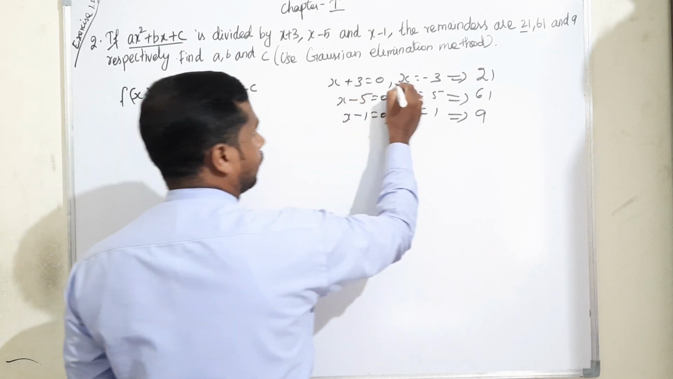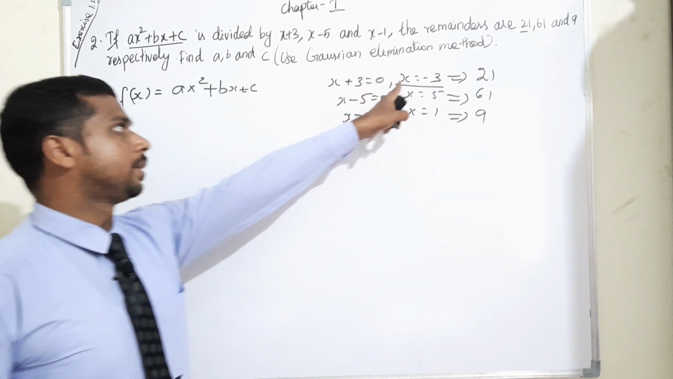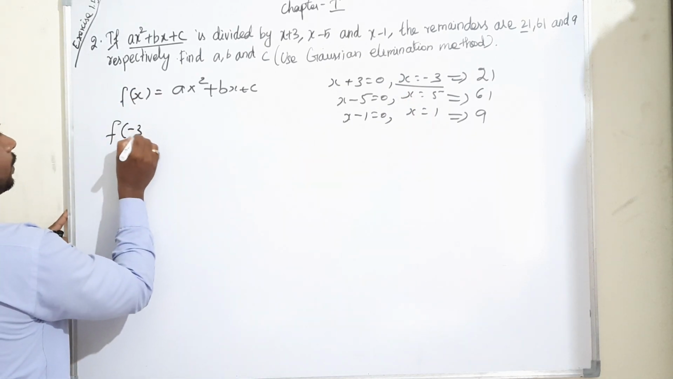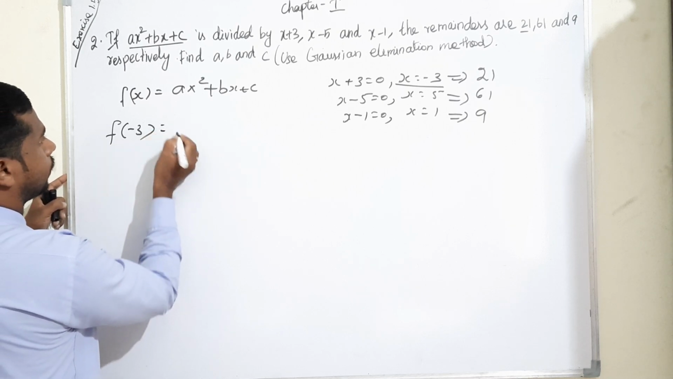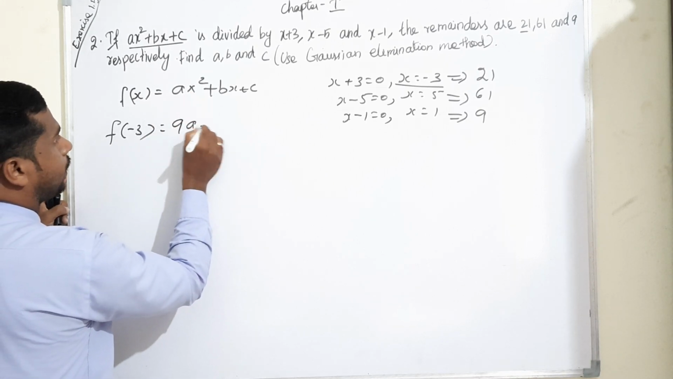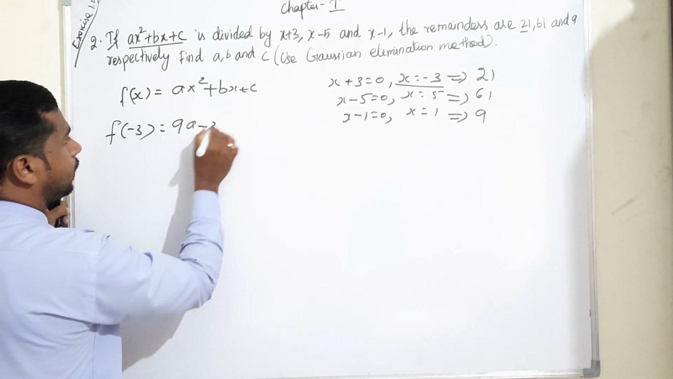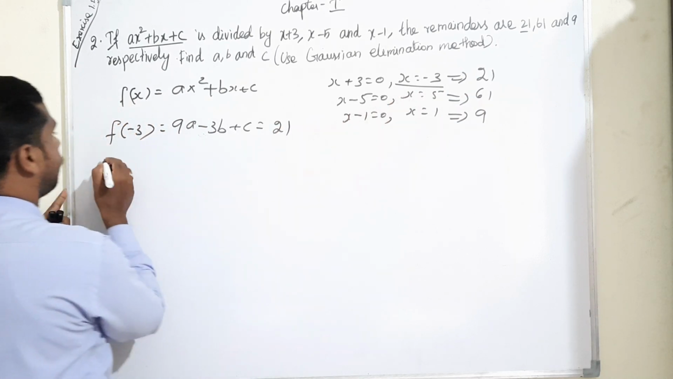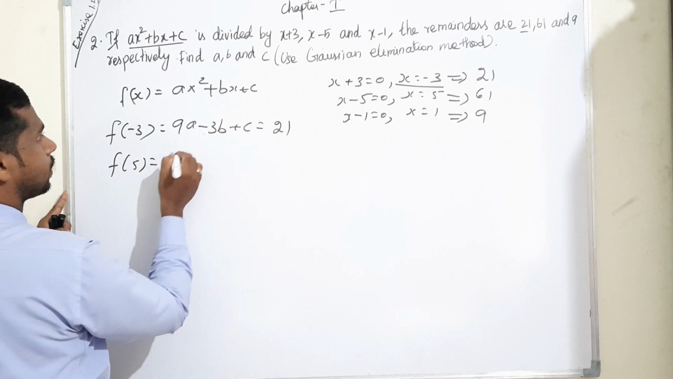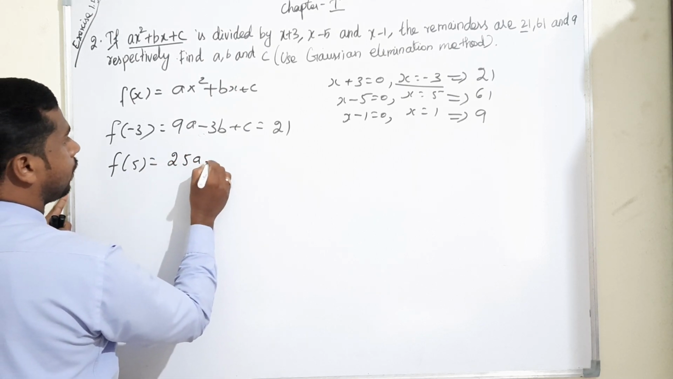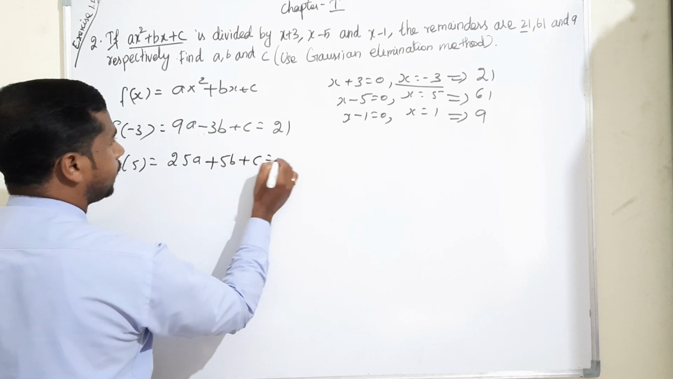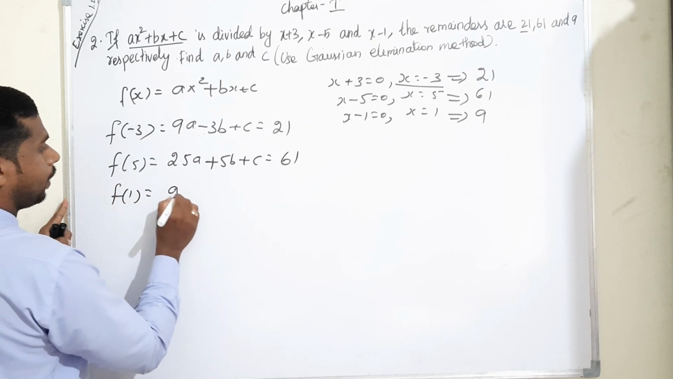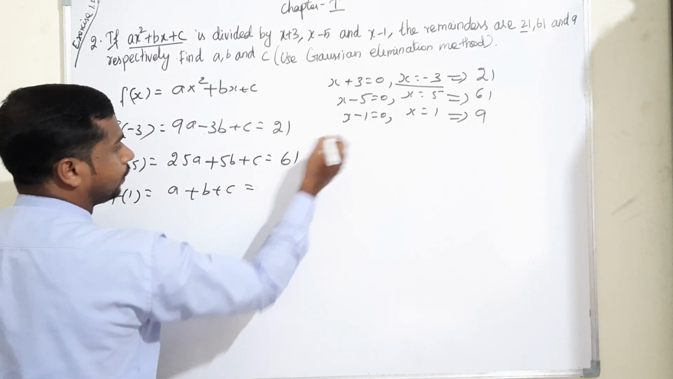So first, for x plus 3 equal to 0, according to the remainder theorem x is equal to minus 3. f of minus 3 is minus 3 the whole square, which means positive 9a minus 3b plus c is equal to 21. Second, f of 5 means 5 square, 25a plus 5b plus c is equal to 61. Third, x is equal to 1. f of 1 means a plus b plus c is equal to 9.